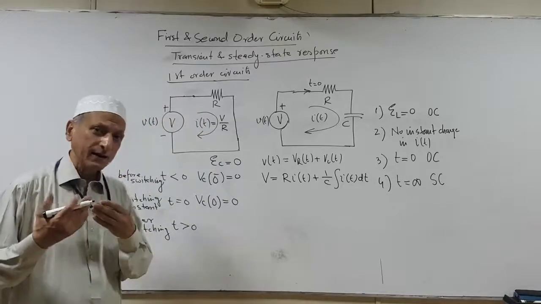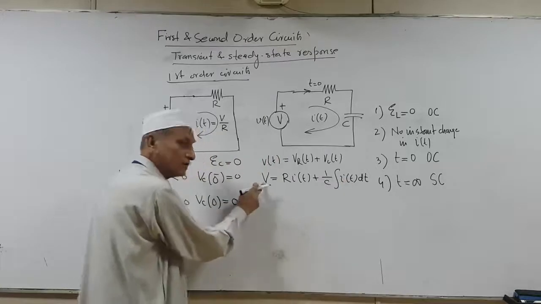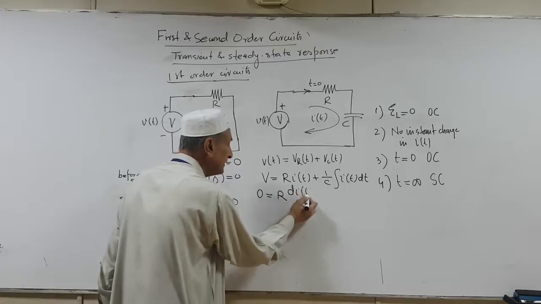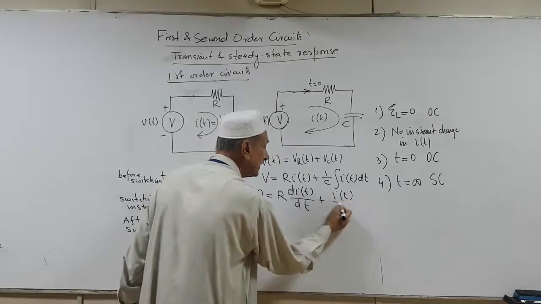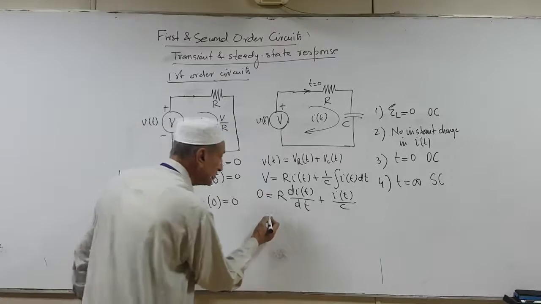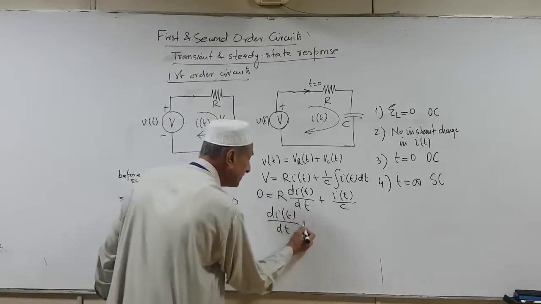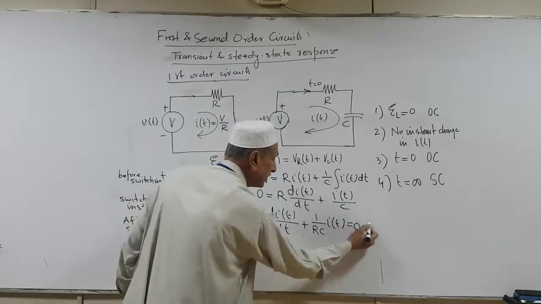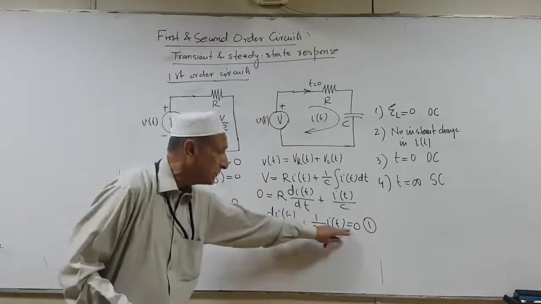Now, this is not yet a differential equation because it contains an integral. So, in order to get the differential equation, we take the derivative of both sides. The derivative of this constant quantity is 0, and this will become R di/dt, and the integral will disappear and we will simply get i(t) over C. Or we can rearrange this in the form of a standard first order differential equation: di/dt plus 1 over RC i(t) equals 0.